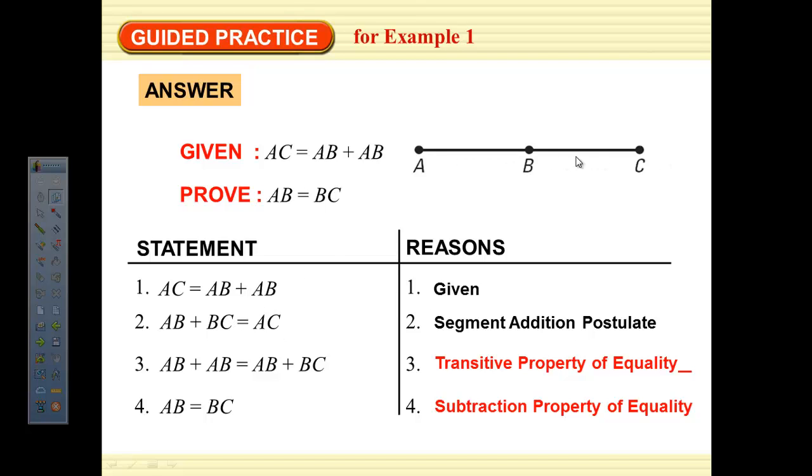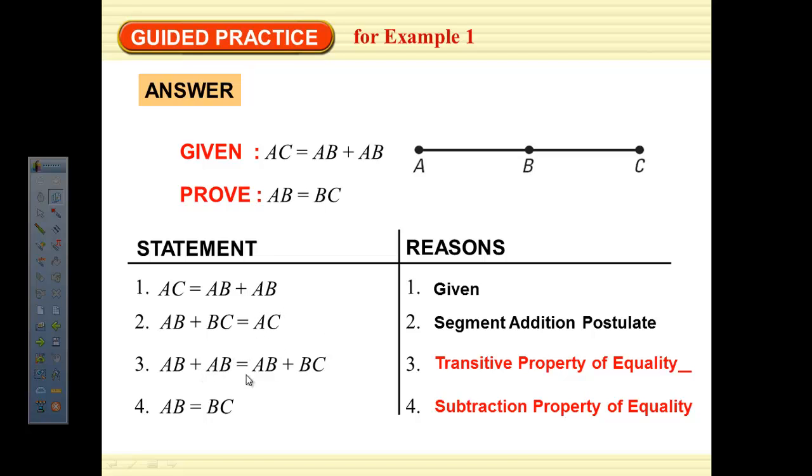Next, we know that the two small segments equal the big one, so we can say AB plus BC is equal to AC. And if you notice, again, we've got AC is equal to AB plus AB. We've got AB plus BC is equal to AC. So our AC is our connector here. This is considered to be the transitive property as well. So we can either write this as AB plus BC equals AB plus AB, or as they've written it, AB plus AB equals AB plus BC. Again, we've used the transitive property here.